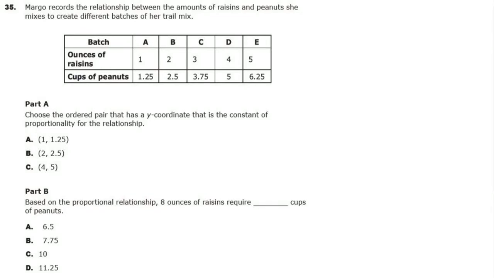This is your bell work for the day. Margot records the relationship between the amounts of raisins and the peanuts she mixes to create different batches of her trail mix. You have 5 batches, A, B, C, D, and E. It provides you the ounces of raisins and the cups of peanuts.